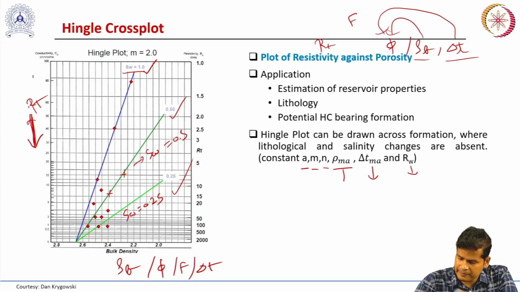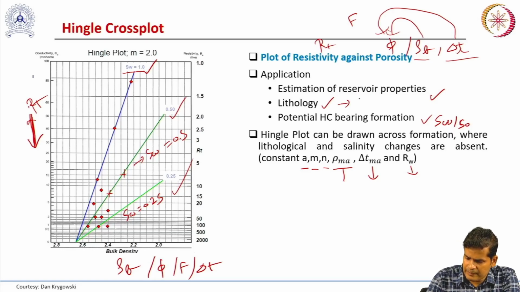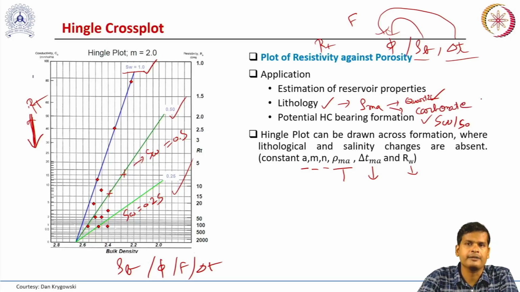As for applications, we can estimate the reservoir properties, we can estimate the lithology, and we can also identify potential hydrocarbon bearing formations and calculate the water saturation and oil saturation. For lithology, we can calculate the matrix density from this cross plot, so we can identify whether we have quartz or sandstone or carbonate rocks such as limestone or dolomite.